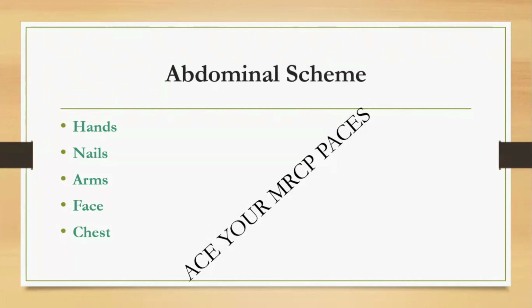And what other findings can you find? For example, if it is a renal abdomen, you should look for finger prick marks. This might give you a clue about the underlying cause of end-stage renal disease. Step by step, I will tell you what type of things you will look for in your short case examination during the whole scheme.